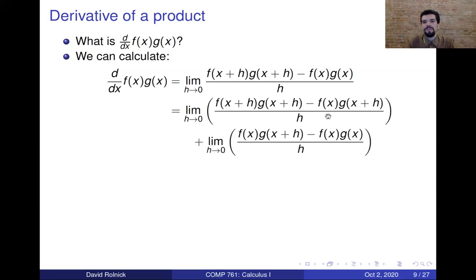So we can add and subtract. This is generally a really awesome thing to do in certain situations. In order to do something with an expression, you can add something and then subtract it as well. So all I've done here is add f of x times g of x plus h over h. I've added it here, and I've taken it away here. These four terms are really just these same two terms.